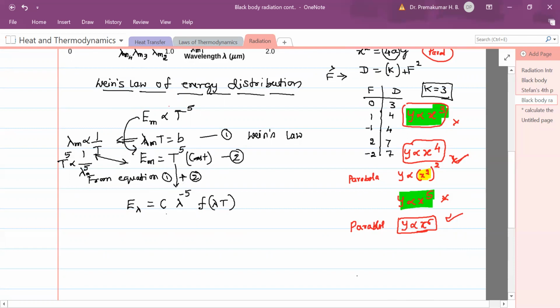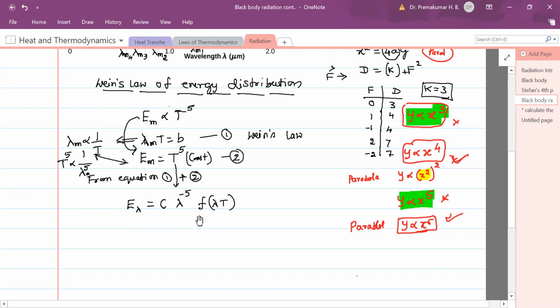So here E lambda is emissive power. E lambda is emissive power, C is a constant, and the emissive power for this particular wavelength is a function of lambda t. Now we need to find out the function of this function.